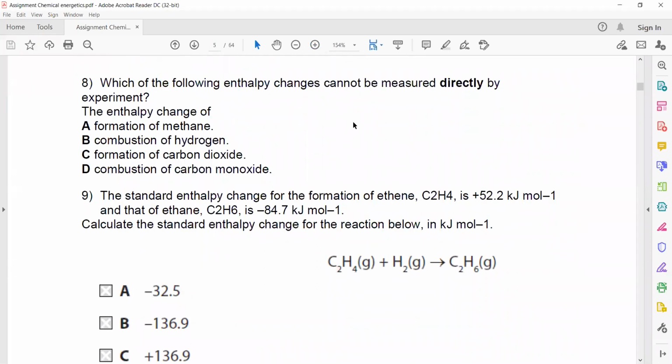Which of the following enthalpy changes cannot be measured directly? Experimentally, it is difficult to find for an endothermic reaction, because we have to supply energy and make sure that all of the substance breaks down or decomposes. So which one is difficult to measure directly? Formation of methane, that's right, because of how methane is formed. Combustion of hydrogen is exothermic, formation of carbon dioxide is exothermic, and combustion of carbon monoxide is also exothermic. So this one will be difficult to measure directly.